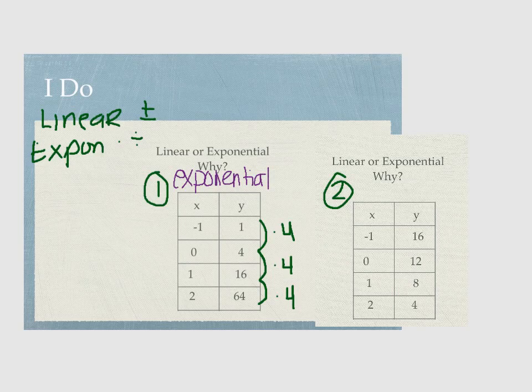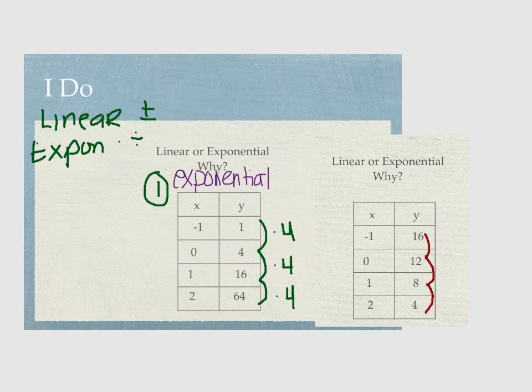Let's look at number 2. I start at 16, then I go to 12, then I go to 8, then I go to 4. 16 to 12, I'm getting smaller, so I know I'm either dividing or subtracting. Now, 16 to 12. If I divide 16 by anything, that will never get me to 12. So let's go ahead and try subtracting.